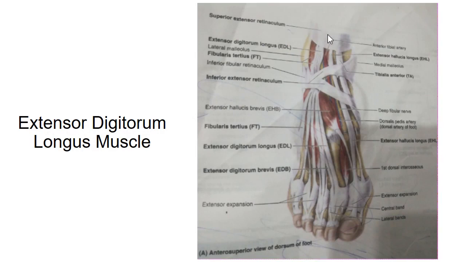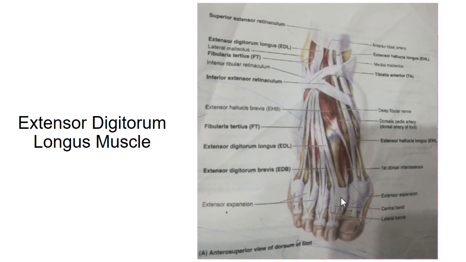This is another image showing insertion of extensor digitorum longus muscle into the lateral 4 toes. These white tendons are tendons of extensor digitorum longus muscle. An important fact about its insertion is that each tendon forms a thickening over the dorsum of proximal phalanx. This white thickening, which you can see here, is known as dorsal aponeurosis or dorsal digital expansion.